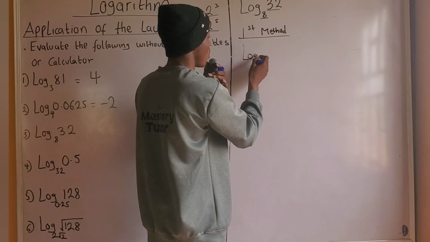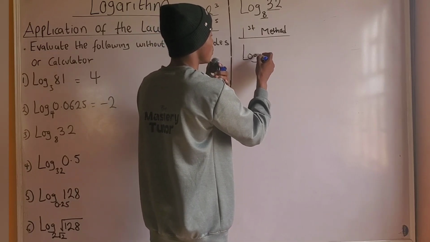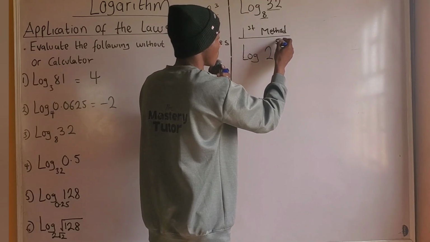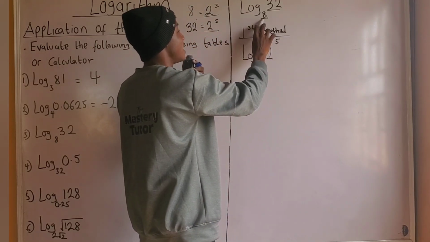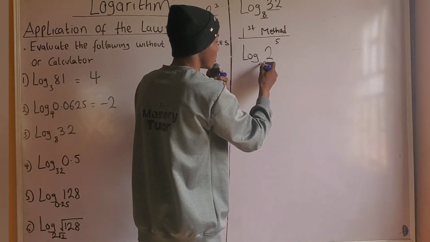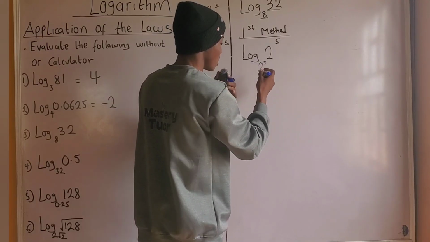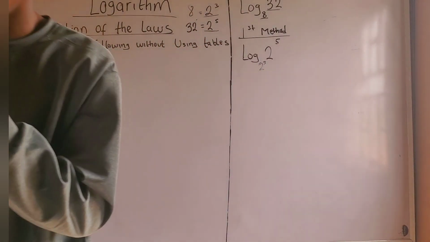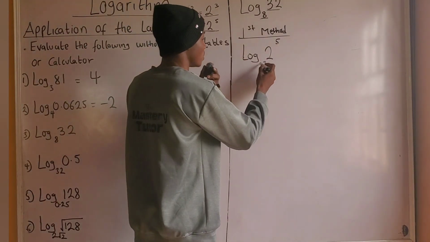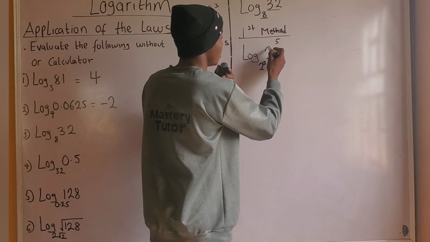So I'm going to have log 32. 32 is 2 raised to the power 5, so I'm going to have 2 raised to the power of 5. Now, base 8. 8 can be written as 2 raised to the power 3. So I'm going to have 2 raised to the power of 3 here, and then 2 raised to the power of 5 here.